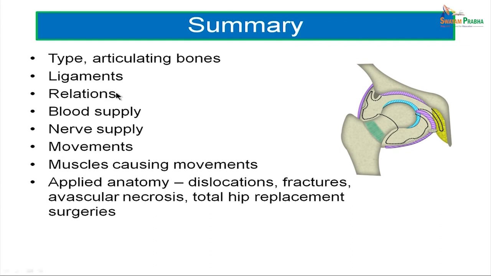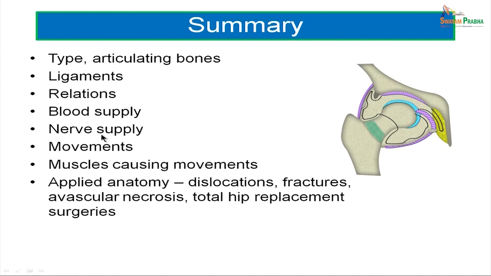We have seen the relations in which the flexors are placed anteriorly, the extensors and lateral rotators are placed posteriorly, the medial rotators and abductors are placed superiorly, and the adductors are placed antero-inferiorly. We have seen the blood supply to the head of the femur and the joint capsule is coming from mostly the medial circumflex femoral arteries. Some amount of blood supply comes from the lateral circumflex femoral arteries, and in small percentage of cases, the blood is coming from the obturator artery, which is running along the ligament of the head of the femur.